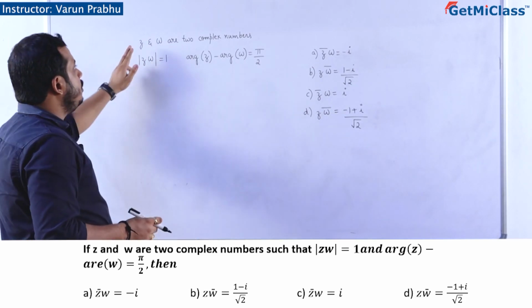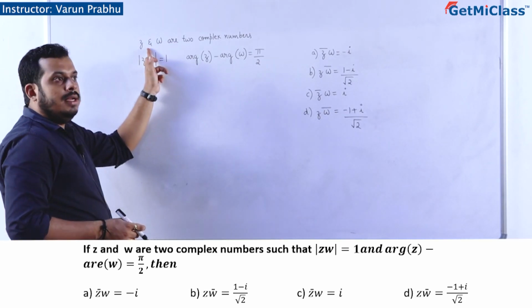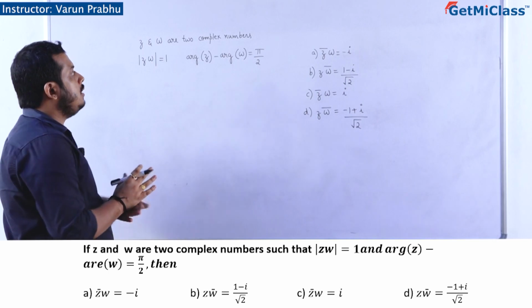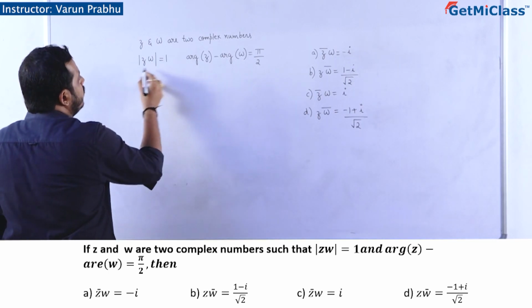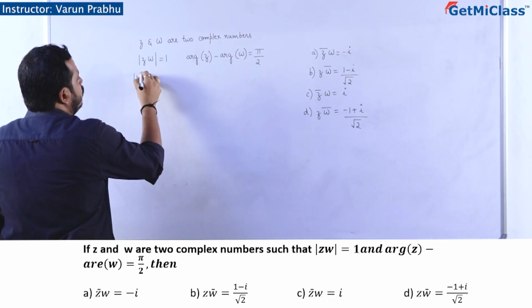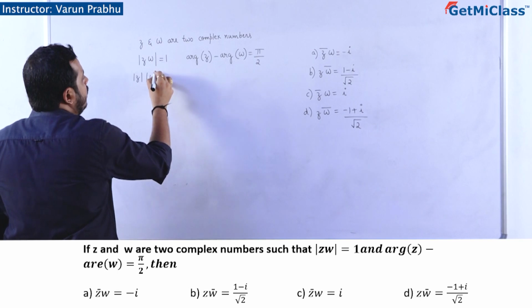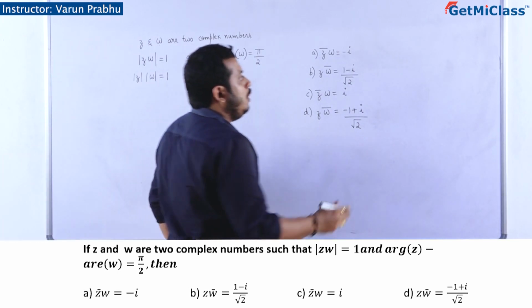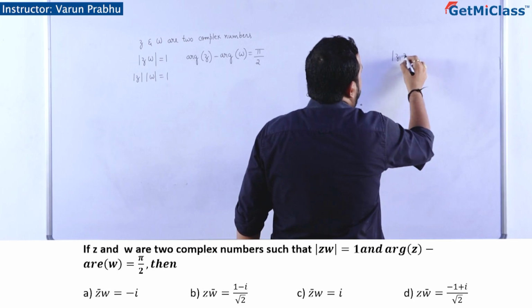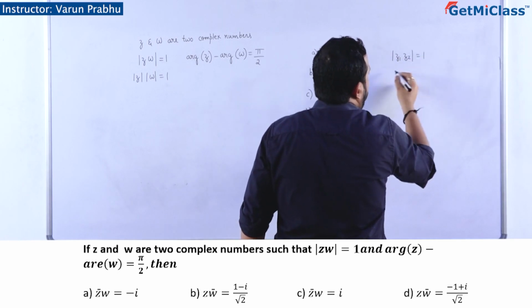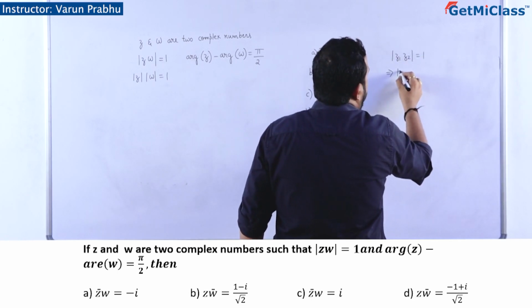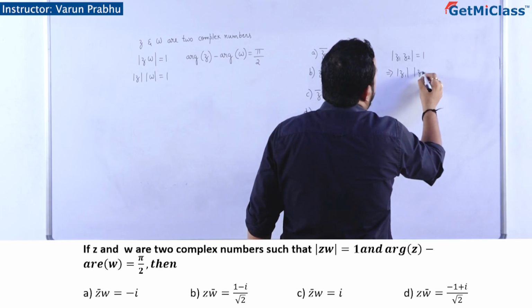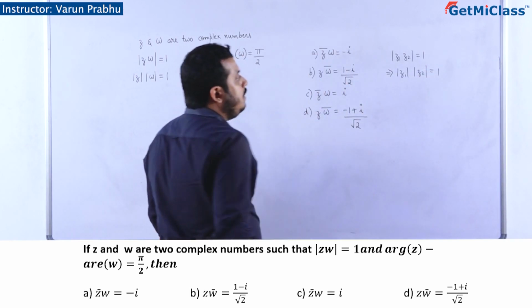Yeah, if you look at this question, students, it's an important question again. It's told z and omega are two complex numbers such that modulus of z omega is equal to 1. So we know that modulus z omega can be written as modulus z into modulus omega, that is equal to 1. Why? Because if modulus of z1 into z2 is equal to 1, this implies modulus z1 into modulus z2 is equal to 1. This is the theory behind it.